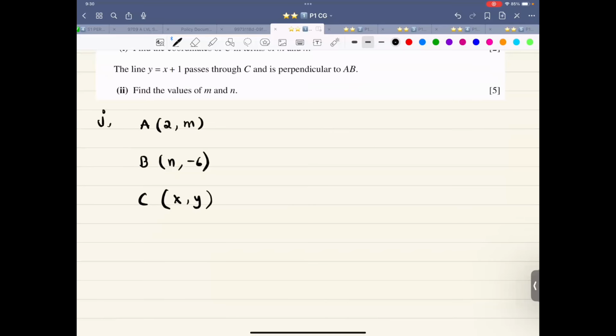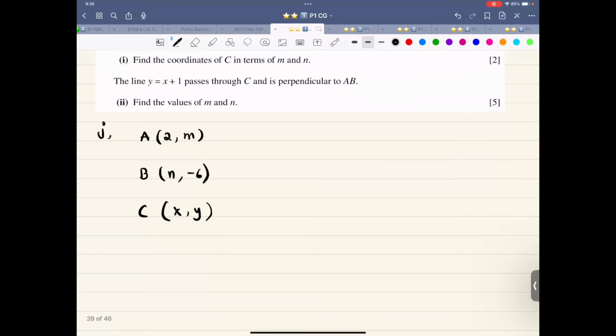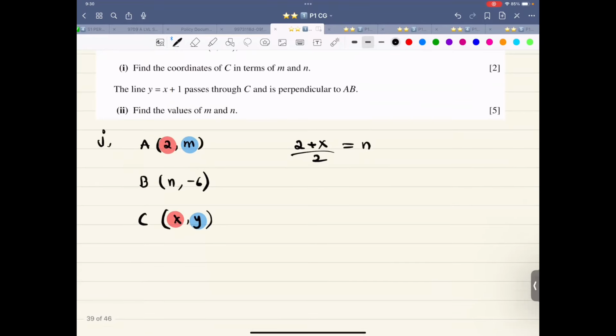So I'm working on part 1. B is the midpoint. That means let's take the average. So 2 and x, the average is n. And over here, m and y, the average is negative 6. So first equation, (2 plus x) divided by 2 is n. That is the first one. They're asking us the coordinates of C. That means we need to make x the subject. We need to make y the subject. 2 plus x is 2n. x is 2n minus 2.